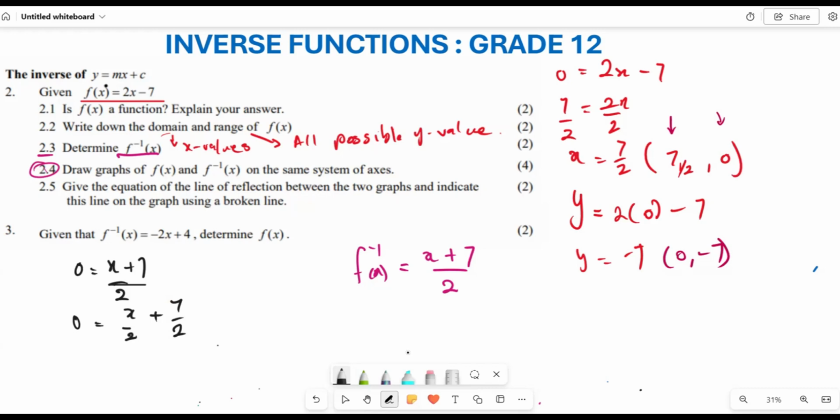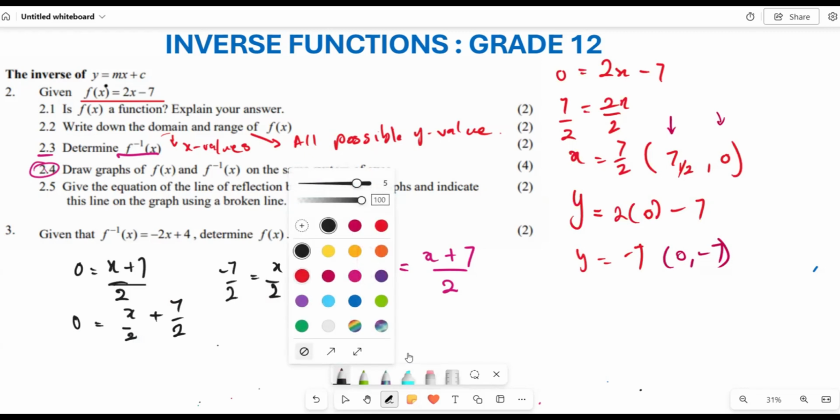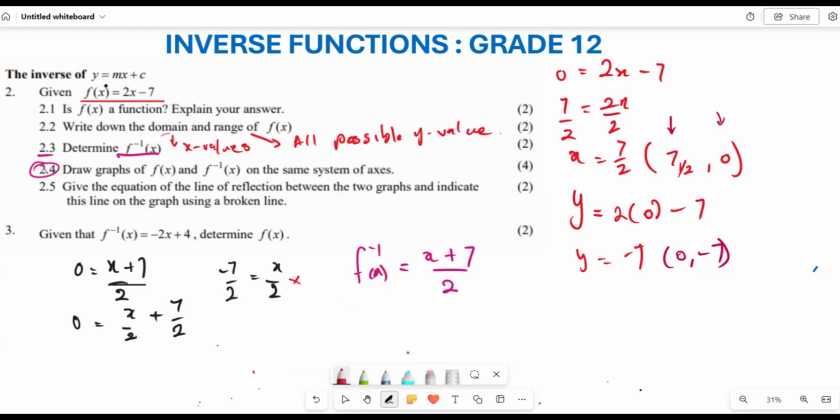And now what is it then that you are going to have from here? So which means now we are going to transpose this one, which is the same as -7 over 2 is equal to x over 2. And then when you cross multiply here, you are going to multiply by 2 so that you cancel the denominator of 2.